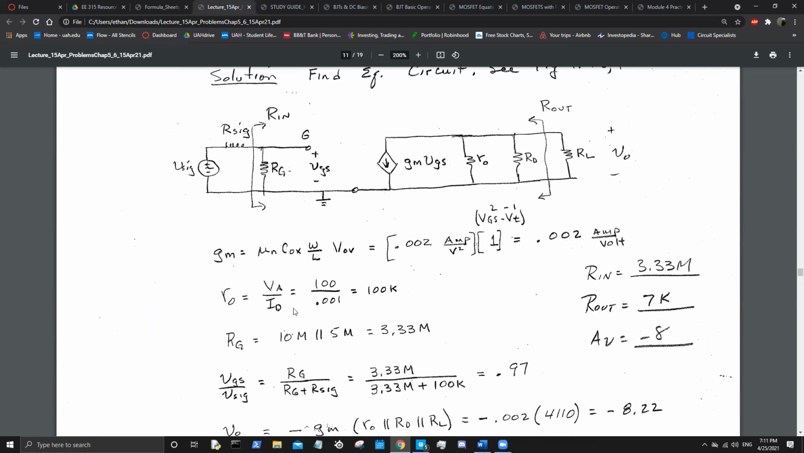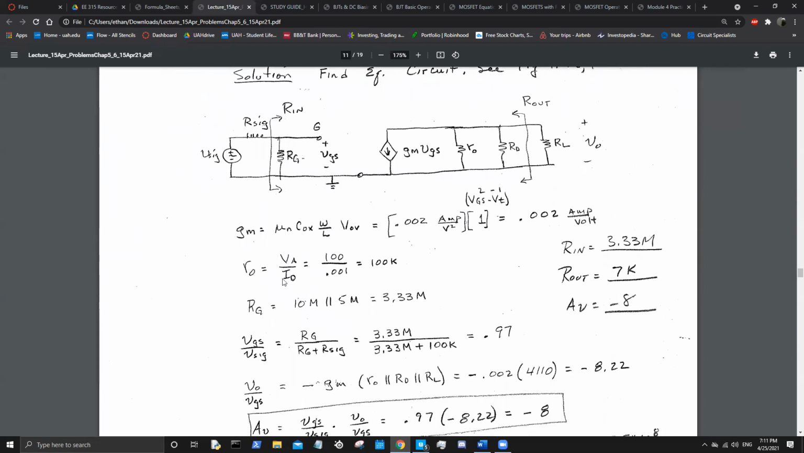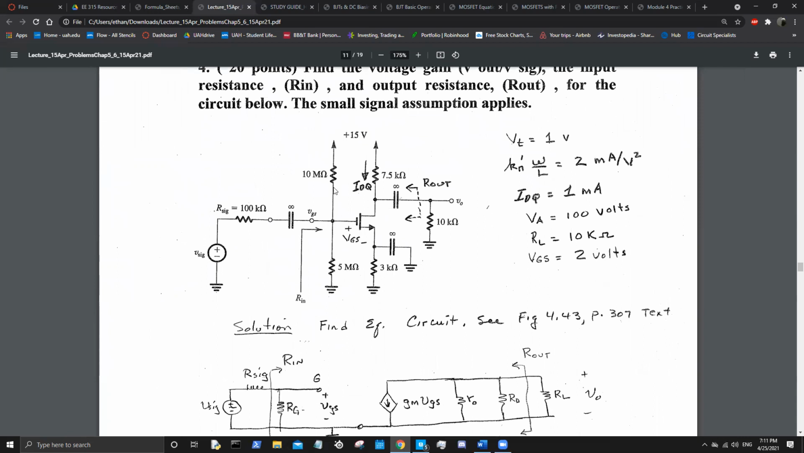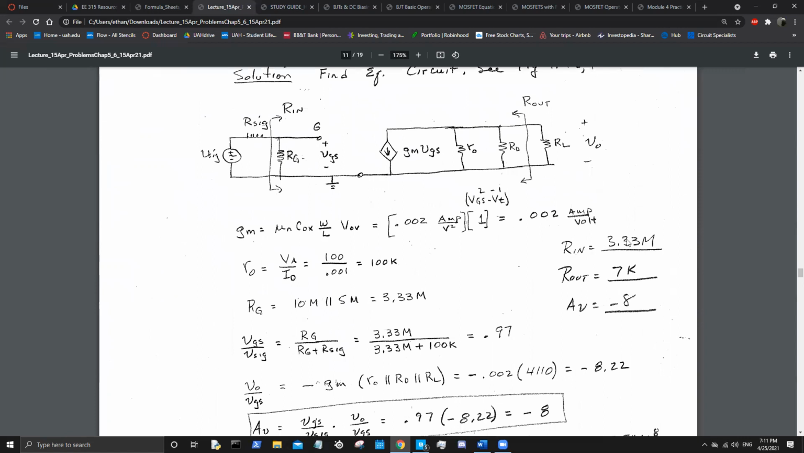Now solving for R0 using that funny little equation, which is VA divided by ID. ID was given to us at the beginning, right up here. Well, IDQ was, but even so, ID was given, so 100 divided by this is 100K. We've solved for R0. RG, as we discussed, is the parallel of the input resistances on the gate. When you do 10 megaohms parallel 5 megaohms, it spits out 3.3 megaohms. And it just so happens that RG in this instance is equivalent to the resistance in.